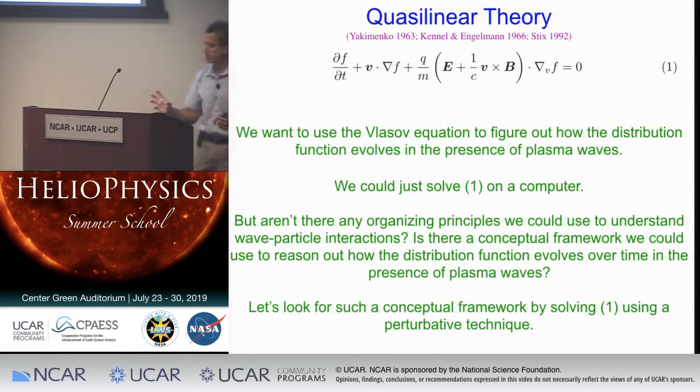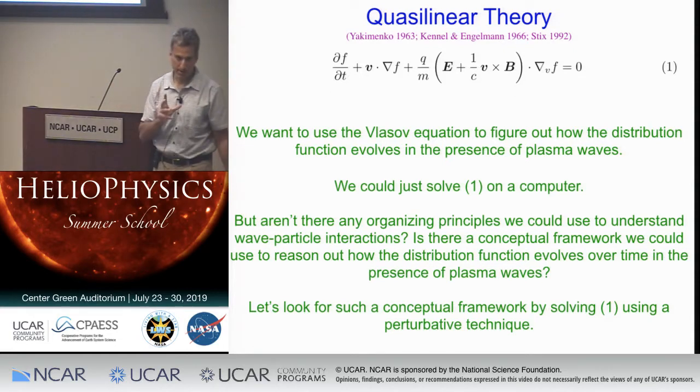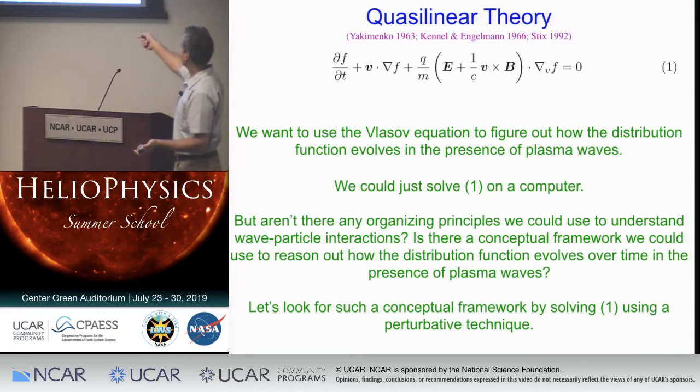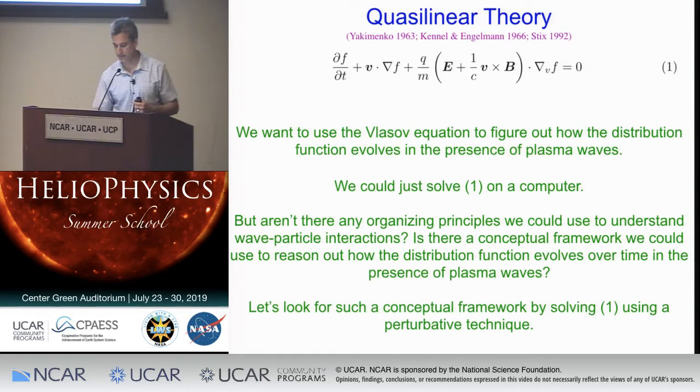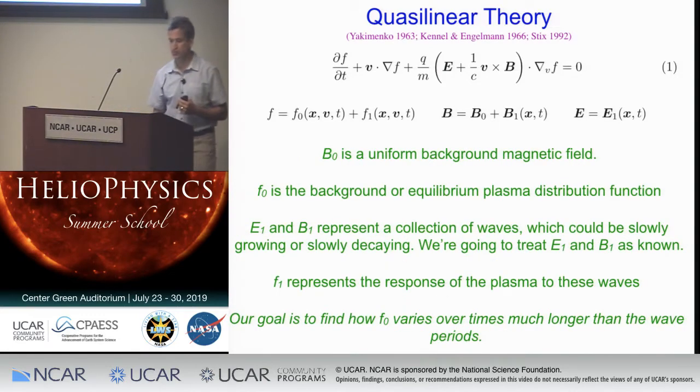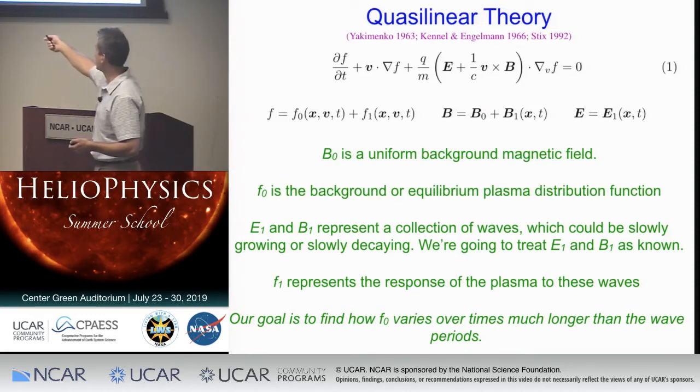So here's the equation we're going to use. We want to use this equation to figure out how F evolves in the presence of plasma waves. We could just solve it on a computer, but we're going to look for these organizing principles, powerful ideas which we can use to understand how a system evolves. And we're going to do this first by applying a perturbative technique to this equation. So we're going to take this distribution function F and split it up, like Professor Bhattacharjee was describing in his talk, into a zeroth order piece, F0, plus a first order perturbation, F1.